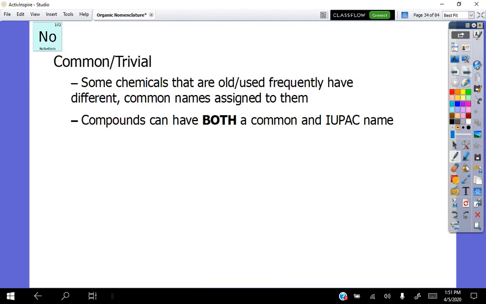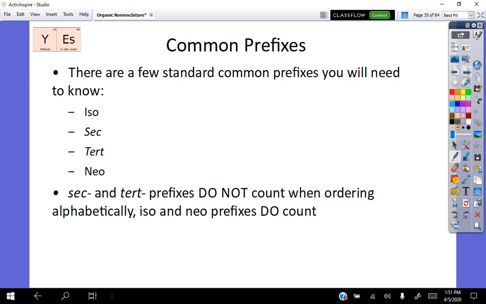There are some common and trivial names that you'll need to know, things that have been called a certain name for several years and are commonly referred to as those names, usually get combined into the IUPAC system. Some of these names have just been referred to this way for a long time, and rather than trying to name them with IUPAC rules, a lot of chemists just use the names interchangeably. So some examples for that require you to know some prefixes. We have iso, which we're going to talk about stands for isomer.